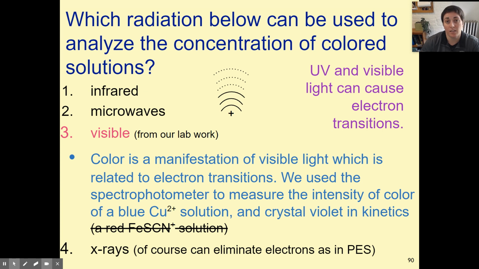Keyword here was colored. Colored means we can see it. So that would be the visible spectrum. Color is a manifestation of visible light, which is related to electron transitions. So we can use something called a spectrophotometer, and I'll show you guys this in class this year. Spectrophotometers measure intensity of color using visible light. Ultraviolet light can also be used for the same purpose.